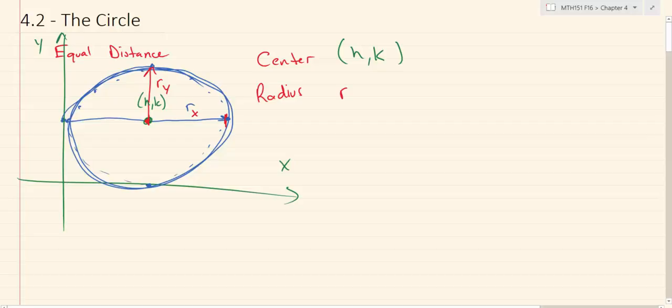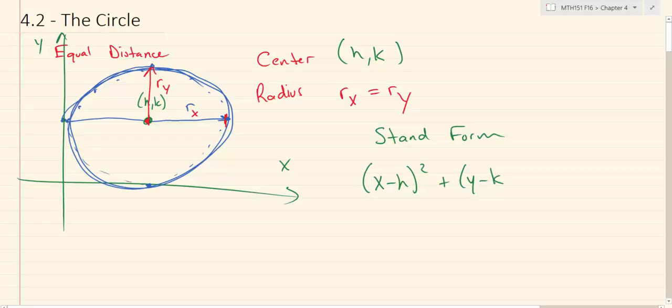Now in a circle, r sub x equals r sub y. These are the same length. And so we can do a little bit of algebra, and we can manipulate these equations, and we can come up with the standard form of a circle. (x minus h) squared plus (y minus k) squared equals r squared, where h and k are the location of your center point, the center of the circle, and r is the radius of the circle.